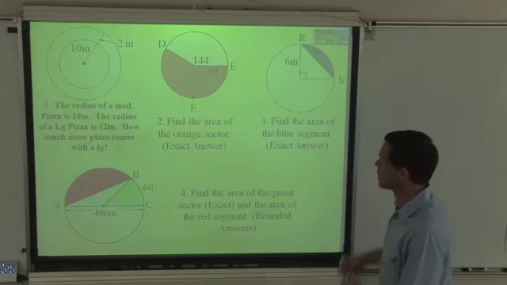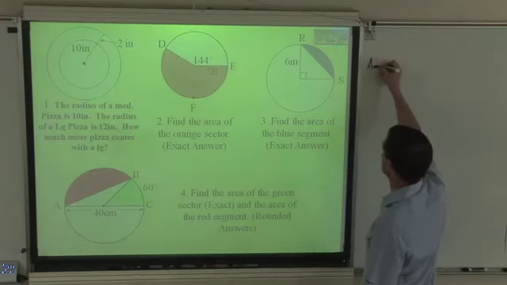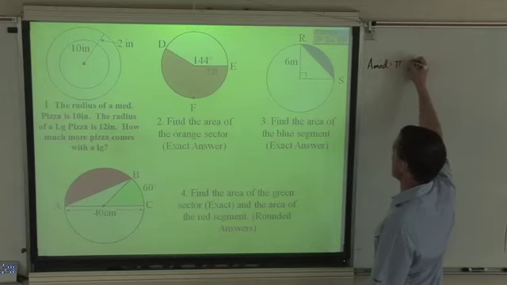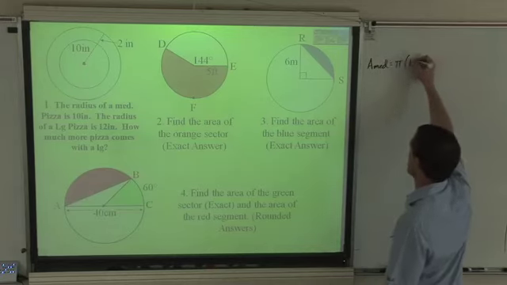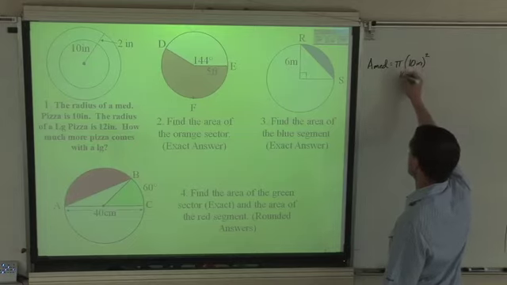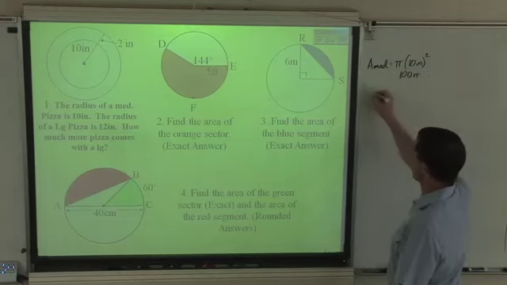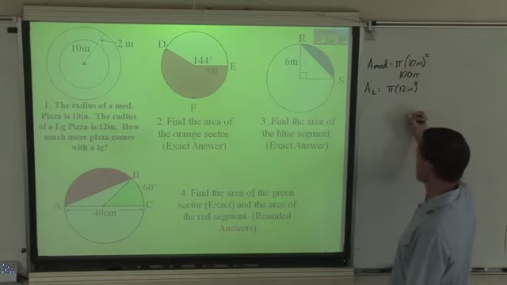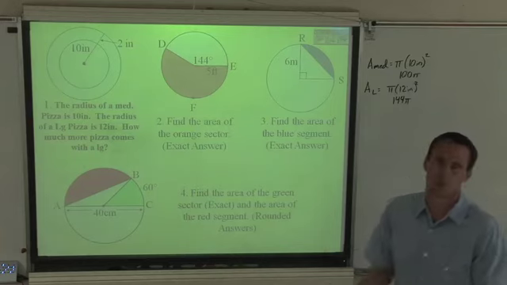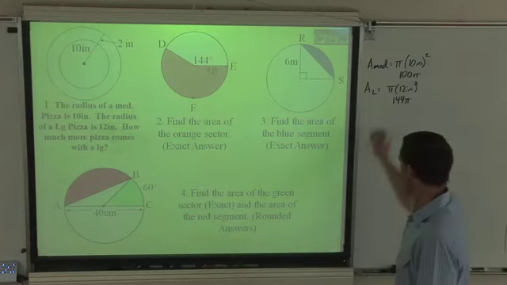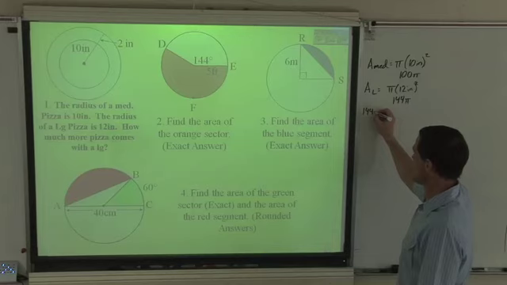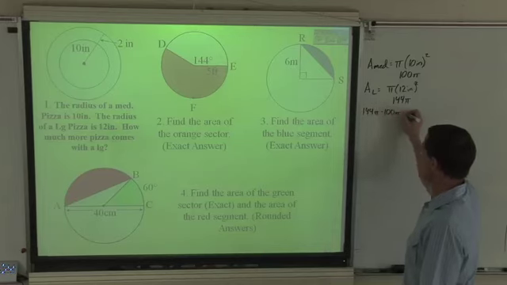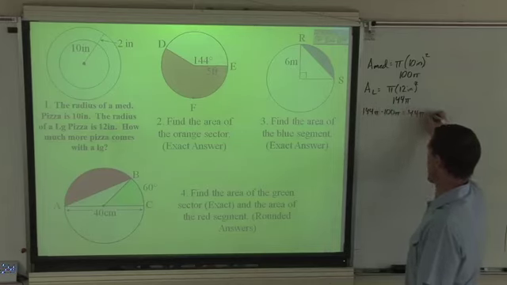How much more pizza? Well, the medium area is equal to pi times the radius squared, and the radius is 10 inches squared. So that's 100 pi. The area of the large is equal to pi times 12 inches for a radius, which is 144 pi. So how much more pizza do we get with the large? Well, 144 pi minus 100 pi, we end up getting 44 pi.